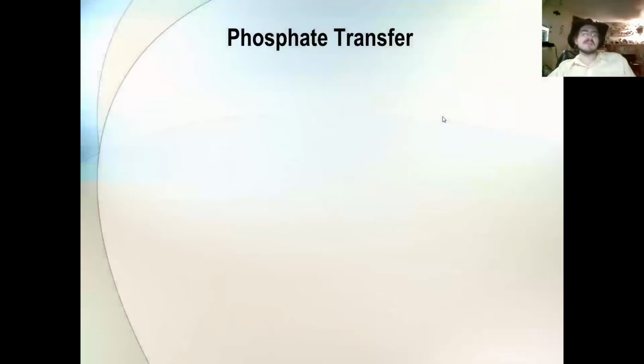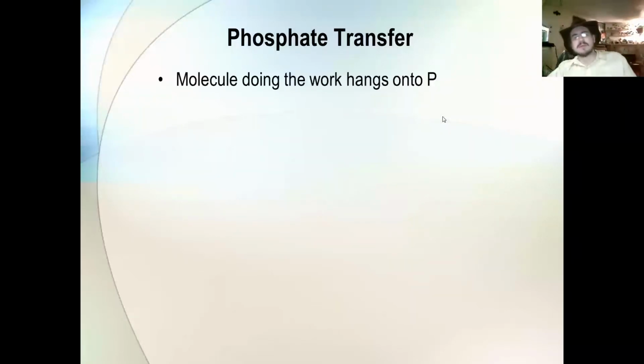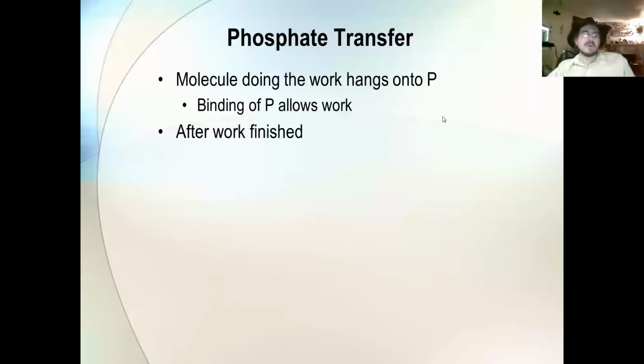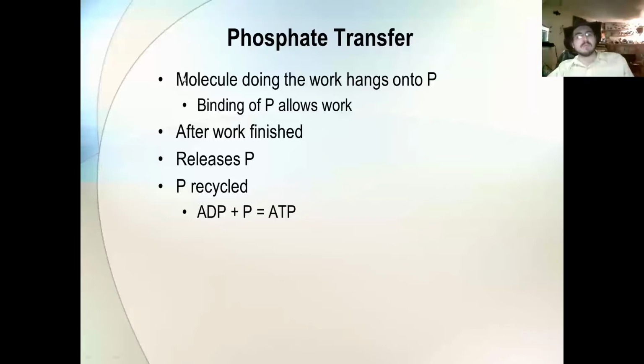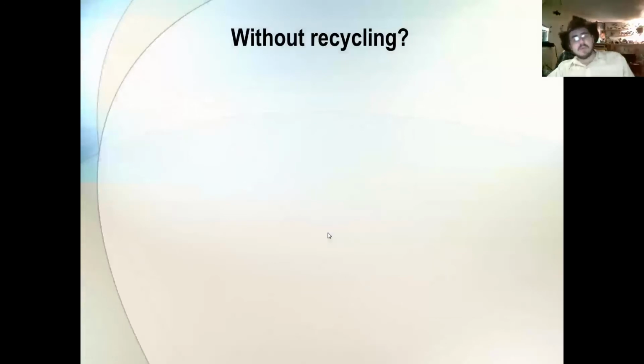So let's look at that phosphate transfer a little more closely. The molecule doing the work hangs on to the phosphate that was released when we hydrolyzed ATP. And the binding of that phosphate is what allows the work to occur. After the work is finished, the structure that hung onto the phosphate, the phosphorylated intermediate, releases that phosphate back into the cytoplasm. And that phosphate is recycled by recombining it with adenosine diphosphate in order to reproduce ATP, adenosine triphosphate. So, bam.